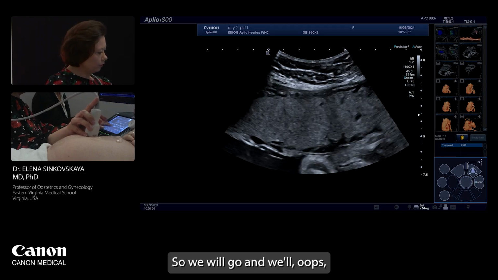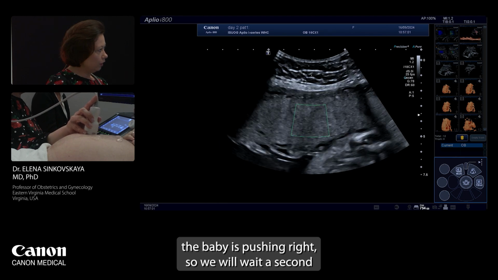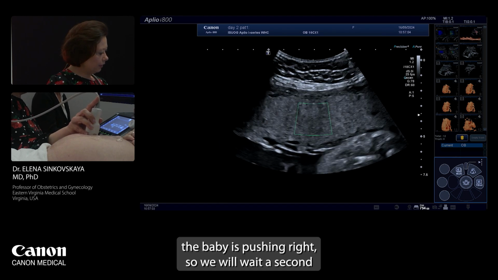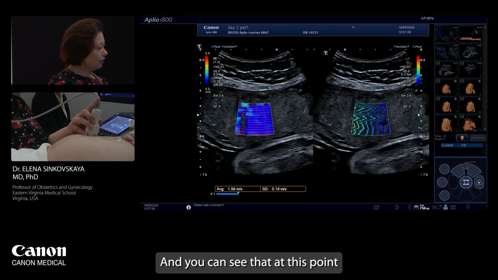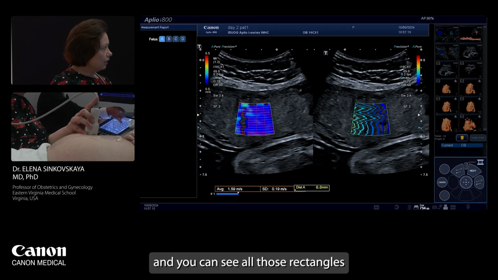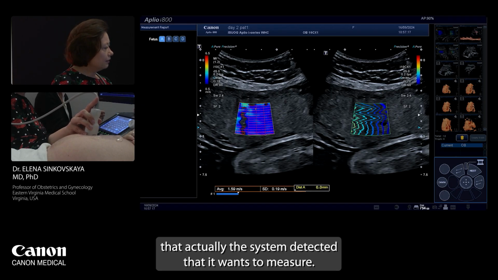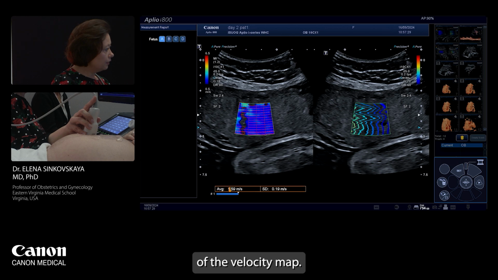So we will go and we'll, oops, the baby is pushing. Right, so we will wait a second, and then we will just acquire one acquisition. And you can see that at this point we have the measurement area detection, and you can see all those rectangles that the system detected that it wants to measure. And here we have the very average measurement of the velocity map.